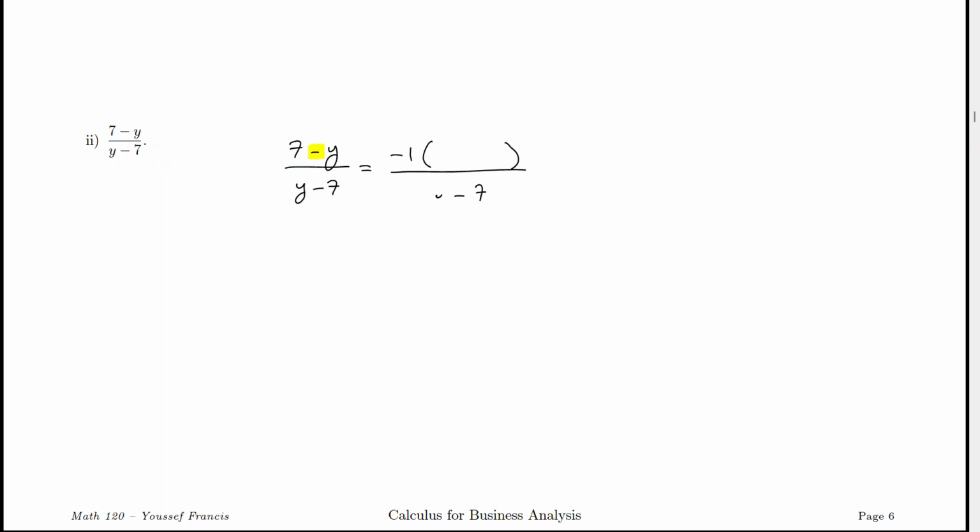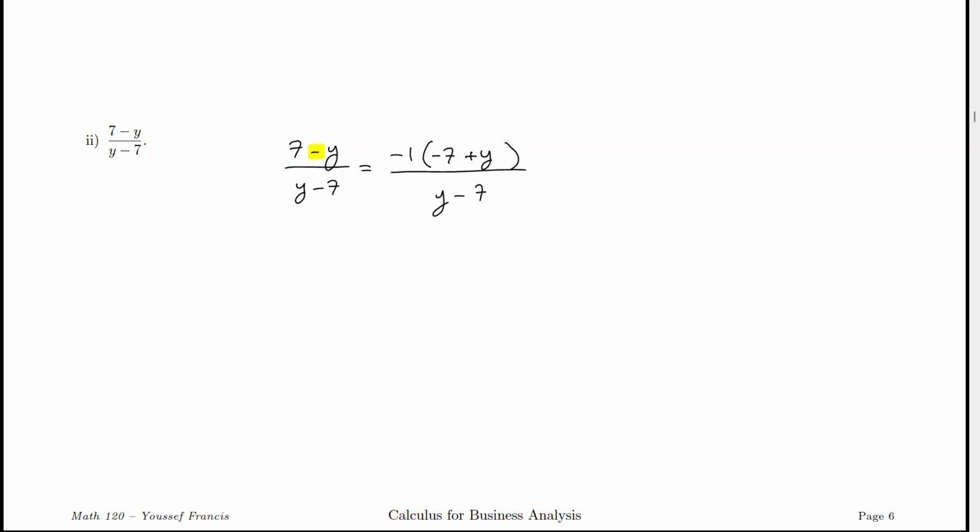I'm just going to keep it as y minus 7. Now, negative 1 times what will be the original positive 7 that was already there? Well, negative 1 times negative 7 will be the original 7. And so I'm done with the first factor. Now, negative 1 times what will be the original negative y that was there? And I will need to put a plus y because negative 1 times positive y will be negative y.